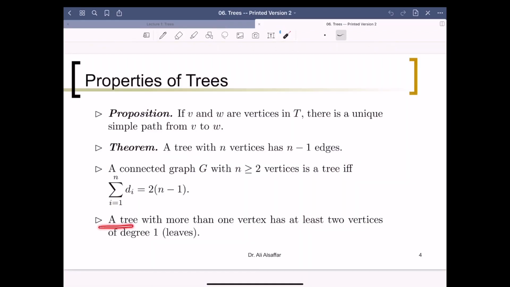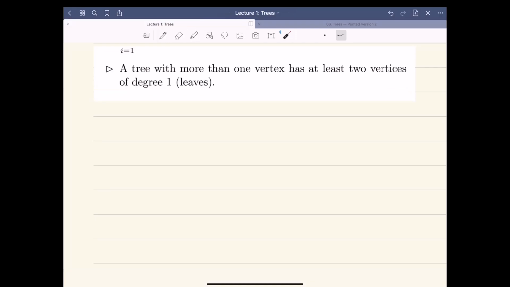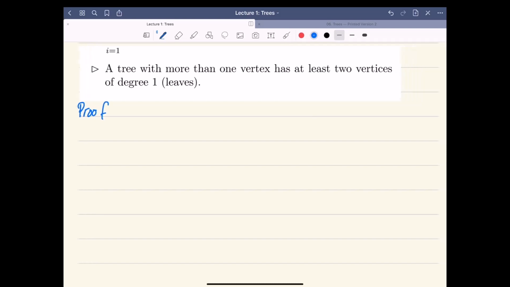The last property in the list is that a tree with more than one vertex has at least 2 leaves, or two vertices of degree 1. We will prove it by contradiction. Proof by contradiction. And the proof by contradiction, we start by writing the negation of the statement by saying suppose not.